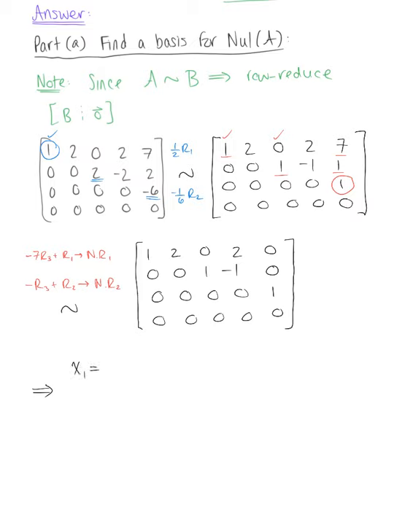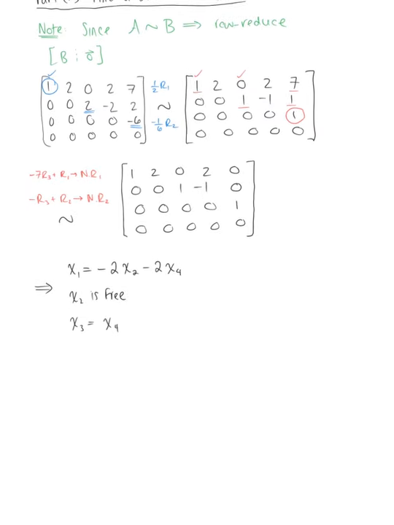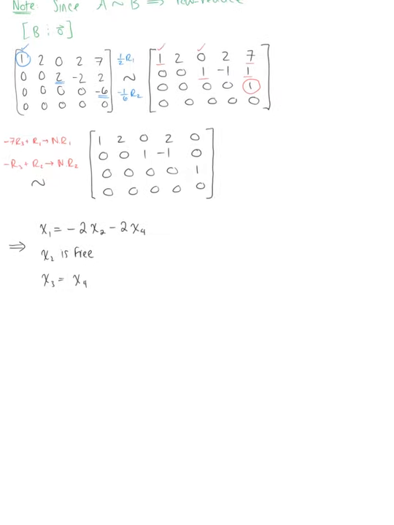x sub 1 is equal to minus 2 times x sub 2 minus 2 times x sub 4. We have that x sub 2 is free. We then can see that we have x sub 3 is equal to positive x sub 4. We also have that x sub 4 is free. And then last but not least, we have that x sub 5 is equal to 0.